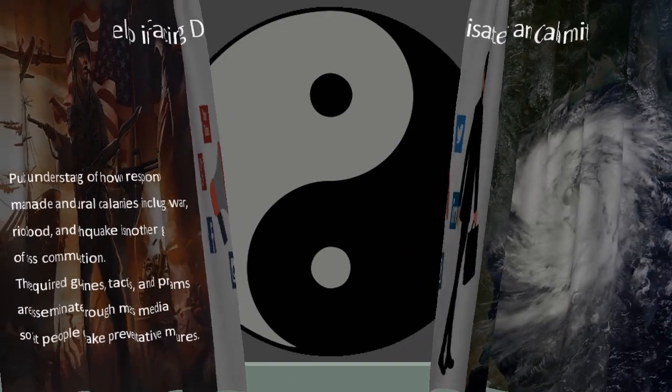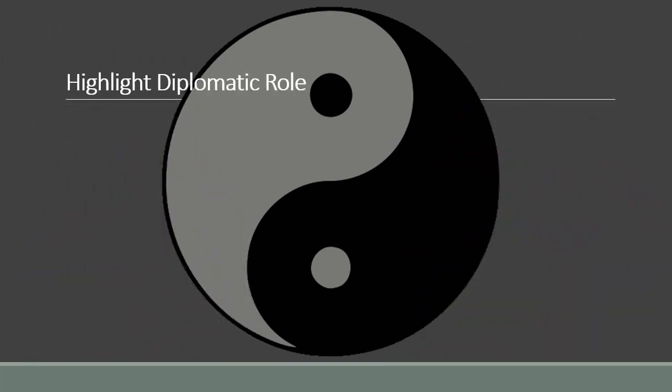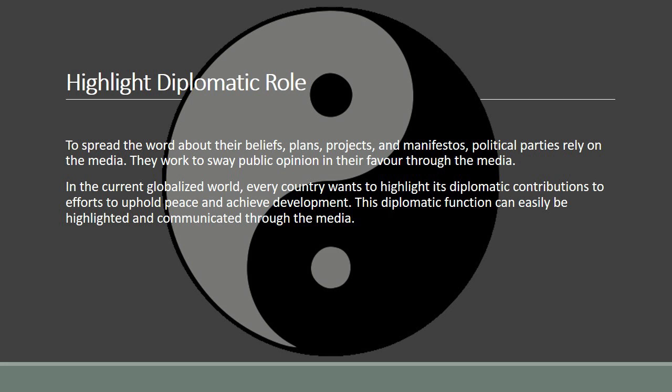Now quickly moving on to the next objective of mass communication, that is highlighting a diplomatic role. As we know, there is nothing either good or bad, but thinking makes it so. How we think makes a particular decision good or bad. As far as the objectives of mass communication are concerned, it highlights which is good and which is bad. So it generally creates a preconceived notion about a particular opinion, about a particular issue.